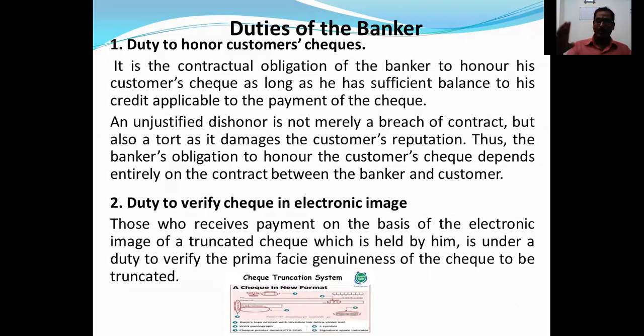Why? Because the check might be changed, or it can be a duplicate or altered one. So it is the duty of the banker to check the authenticity or genuineness of the check. Very important. Otherwise, if something goes wrong, the money will be deducted from the customer's account, and then the banker holds the responsibility. So it is a very important duty to verify the electronic check.